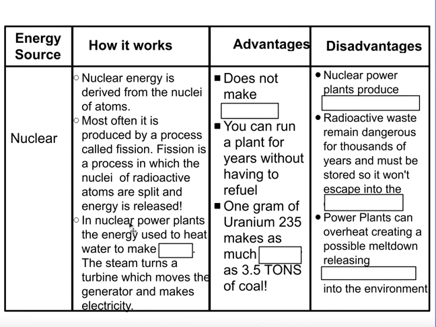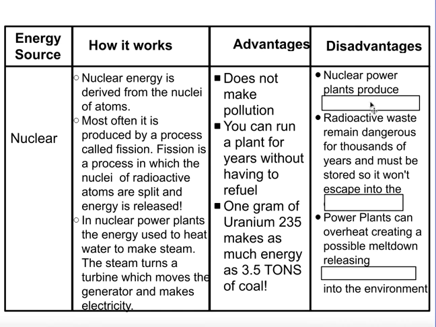In nuclear power plants, the energy is used to heat water to make steam, and the steam in turn turns the turbine, which then moves the generator to make electricity. Some advantages of nuclear energy is it doesn't cause pollution because we're just splitting atoms. You can run a plant for years without having to refuel, and only 1 gram of uranium-235 makes as much energy as 3.5 tons of coal.